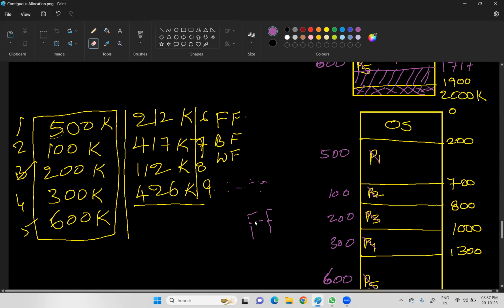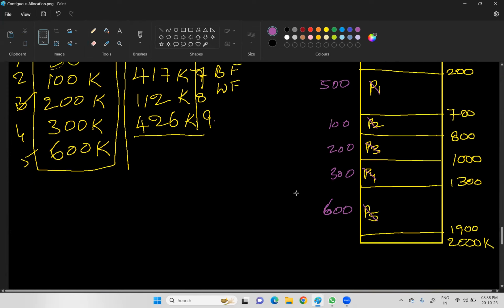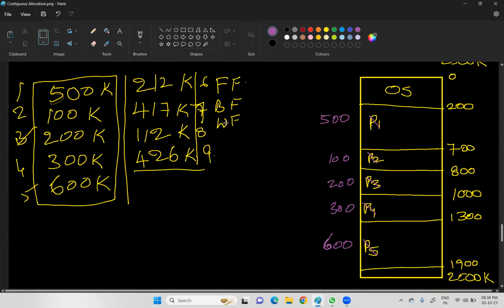Worst fit. I'm talking about worst fit at this particular point of time. Okay, worst fit. How is worst fit being done here? Let me take it into consideration. Let me take another color. Blue color will be taken for worst fit here. Worst fit means allocate the largest hole to the process which is available in the ready queue.